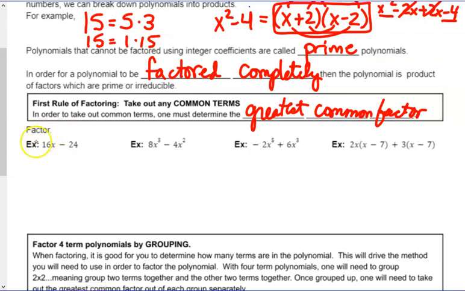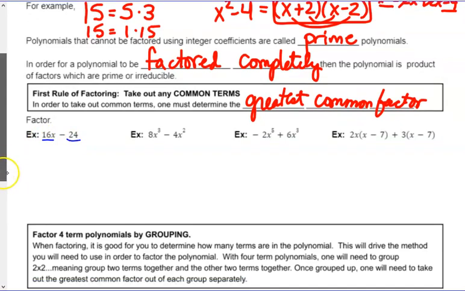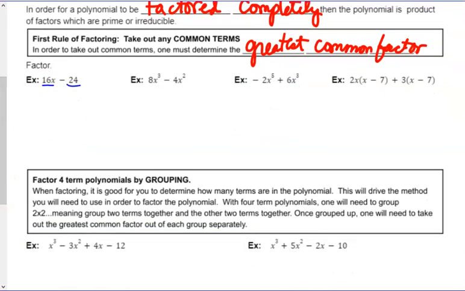So let's take this example first: 16x minus 24. When we ask for the greatest common factor, I'm looking at this term and this term. If I think about the numbers 16 and 24, what's the highest number that will go into both? I'm hoping you're screaming at me that it is the number 8. Now, 4 will work, 2 will work, but those aren't the highest. 8 is the highest of all of those.